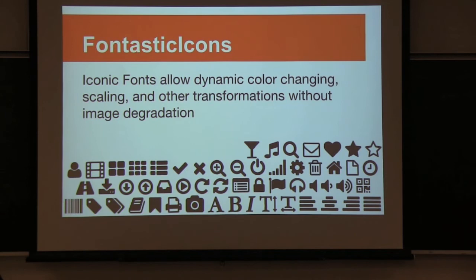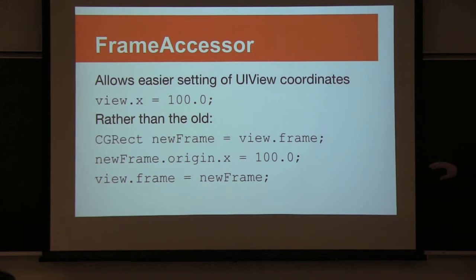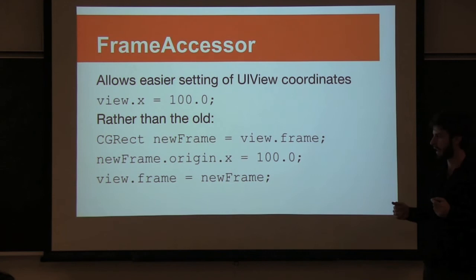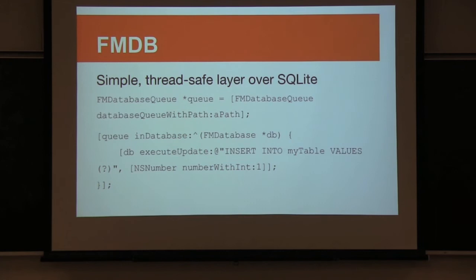Frame Accessor. Most of you guys haven't done iOS, so you don't realize how much of a pain this part down here is. But for some reason, Apple decided it would be a good idea that whenever we want to change just an x value on the coordinates of a view, we have to do this jump where we set it, change it, and then set it back. So Frame Accessor just allows us to do that thing at the top. That's a lot easier. FMDB is the last one that I'm talking about, and I think it's the most powerful.